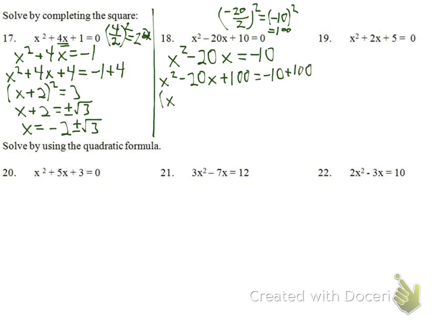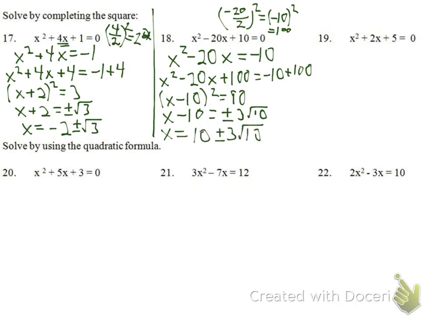This factors to be x minus 10 squared equals 90. I can then take the square root of both sides, and I get x minus 10 equals plus or minus the square root of 90. The square root of 90, though, is 9 times 10, so we can take a 3 out. So let's actually call that 3 root 10. Now I'm going to add 10 to both sides, and I get x equals 10 plus or minus 3 times the square root of 10.